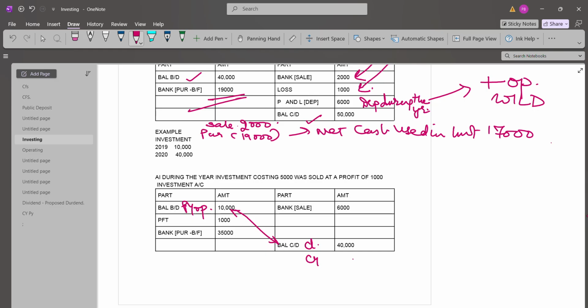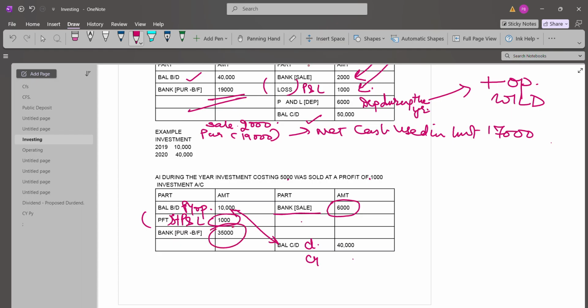Now, during the year, investment costing 5,000 was sold at a profit of 1,000. So, what are we getting on sale? 6,000. Sale reduces the asset, so I put it on the credit side. Profit comes on the debit side. Loss comes on the credit side. Actually, the word used is statement of P&L. Here it is profit, so 1,000 profit goes there.